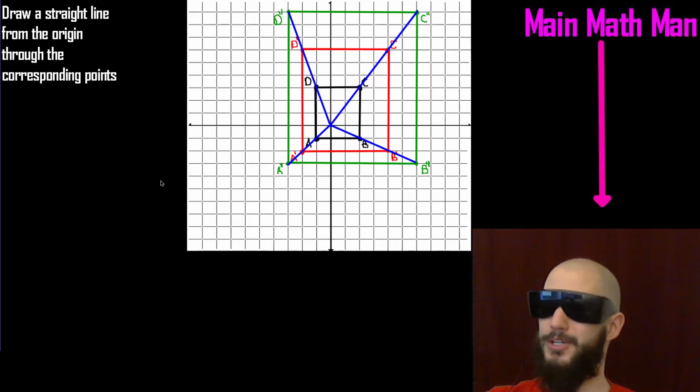Again, make sure you can hit rewind, make sure you can hit pause to double check all of your work.